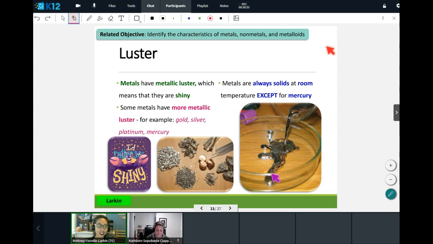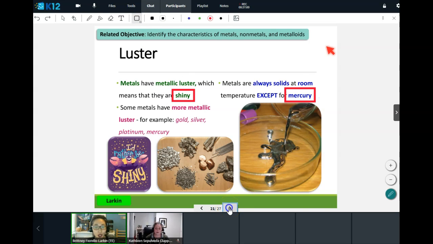And this is also why you shouldn't eat too much fish. A little bit of fish is good for you, but fish do have a tendency to build up mercury in their bodies, which if you eat too much can also build up in your body. A little bit of fish, again, is really healthy for you, but too much can be bad for you. All right, so metals are shiny and metals are all solid except for mercury.